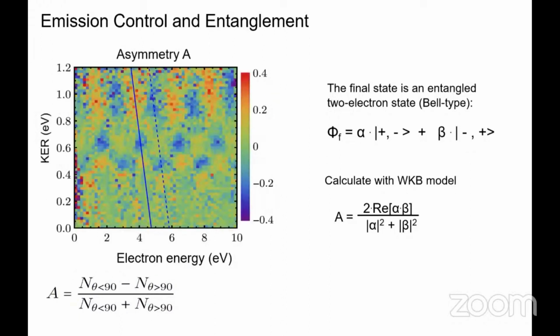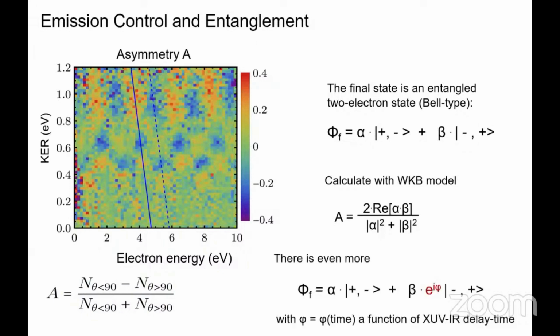And here I show you this asymmetry as a function of the electron energy and the Kerr. Now you see the different bands, with either an odd or an even number of photons, and you see that this flips here. The asymmetry flips depending on how many photons are involved, either an odd or an even number, but we very well can reproduce this.